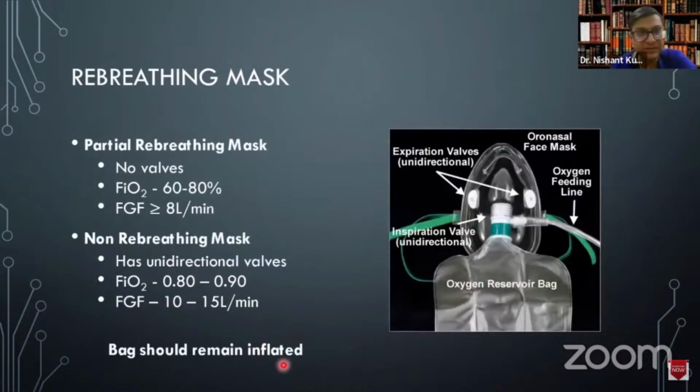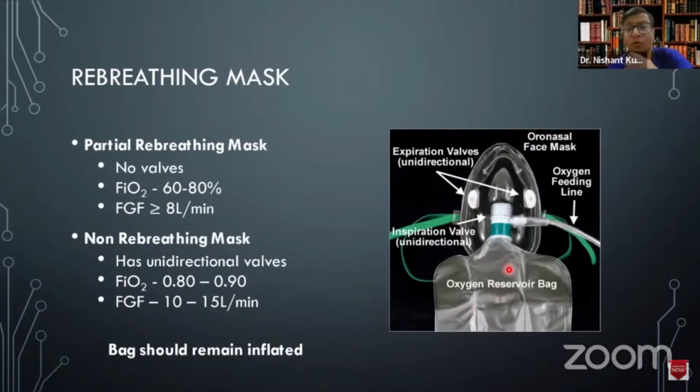Now, rebreathing mask. We have a partial rebreathing mask and a non-rebreathing mask. The only difference is it's a simple face mask with an oxygen reservoir bag connected to it. If you can see here, you have 2 valves. Oxygen is collected into the reservoir bag, and during inspiration, these unidirectional valves close so that there is no air ingress from the atmosphere. What the patient breathes is the oxygen from the reservoir bag.